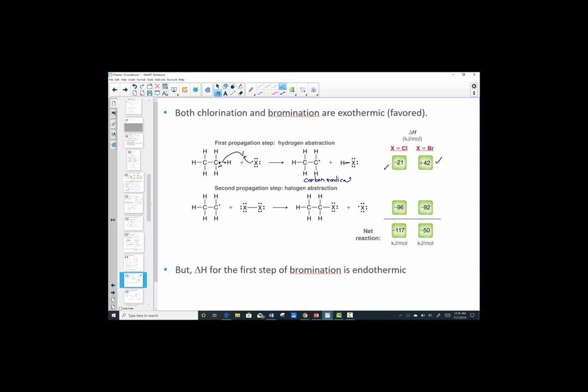Now notice that. In the first propagation step, chlorine is exothermic. But in the first propagation step, bromine is actually endothermic. Think about what that would look like on your graph. Endothermic means I have a higher energy at the end. That would be the bromine at the first step. And then in terms of chlorine, you have an exothermic first step.